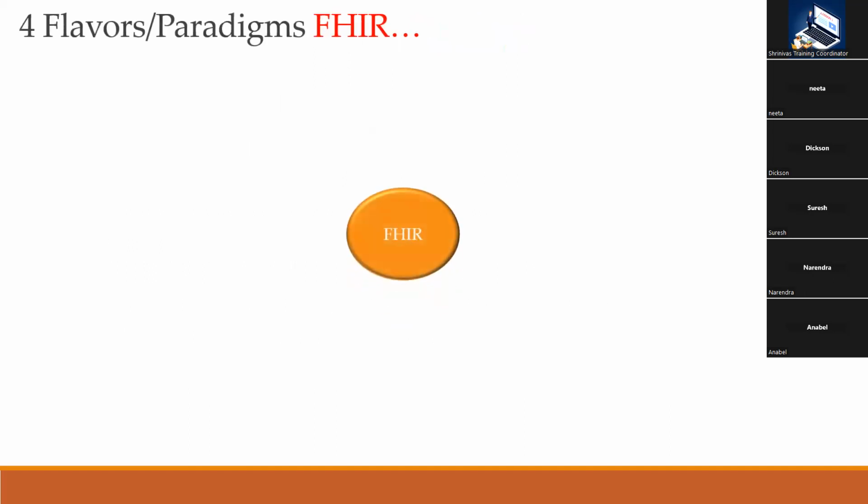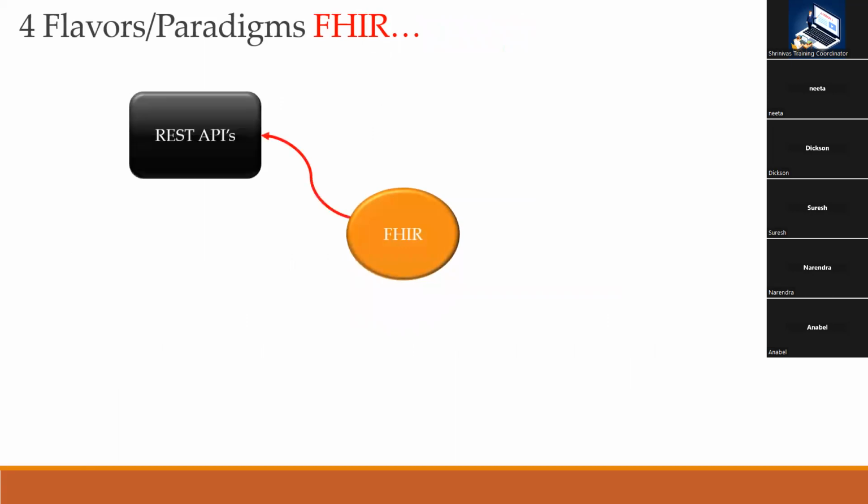So FHIR comes in 4 flavors or 4 paradigms. One is REST APIs. This is the mechanism by which data is exchanged between 2 different systems. In case 2 systems are talking to each other, let's say a mobile app is talking to an EHR, REST API is the go-to option that we have today.